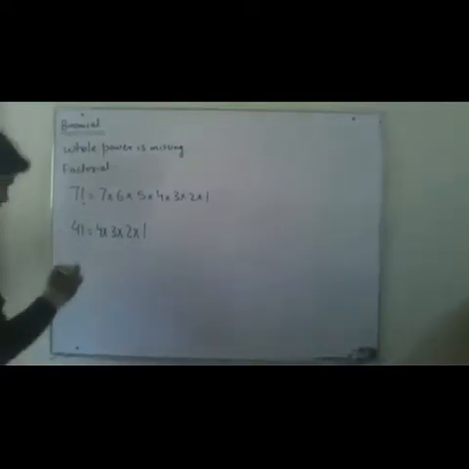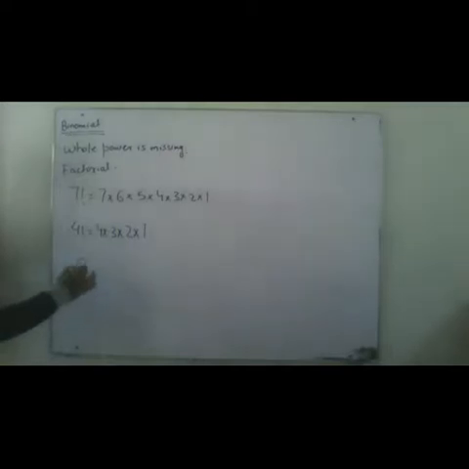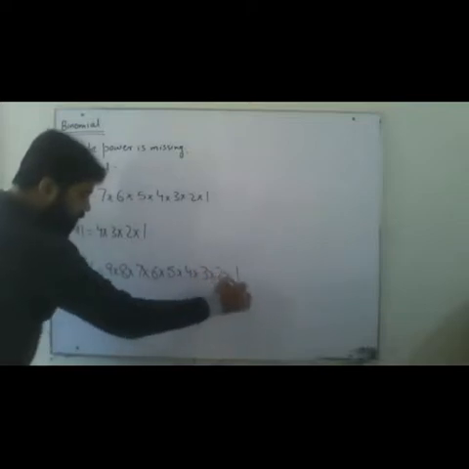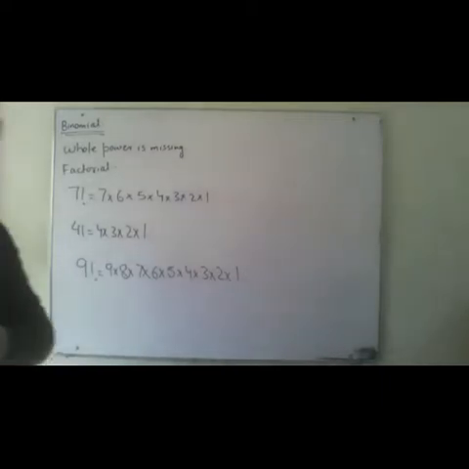Or if I'm saying, for instance, 9 factorial, then 9 into 8 into 7 into 6 into 5 into 4, 3, 2, 1. That is the thing we can do over here in factorial. 7 factorial is there, 4 factorial is there, and 9 factorial is there. So 3 factorials are written in front of you. Now the second thing we can do over here.